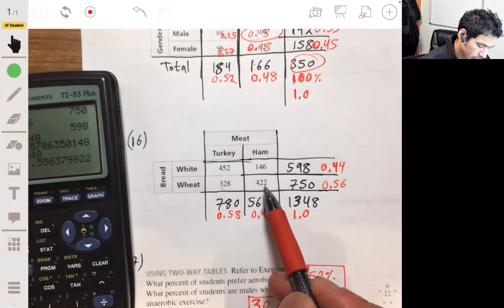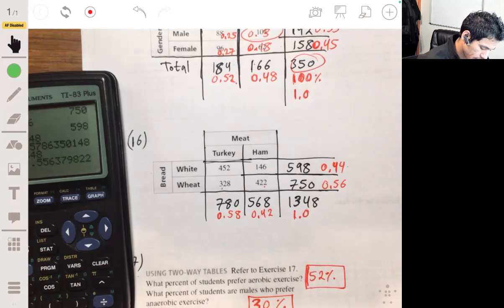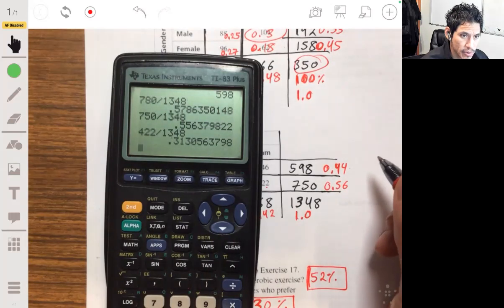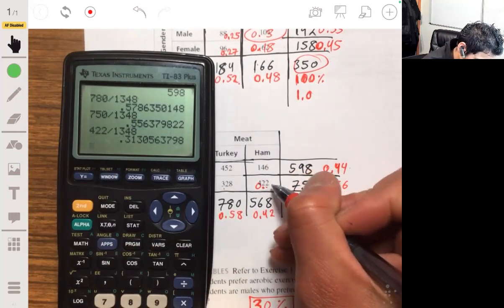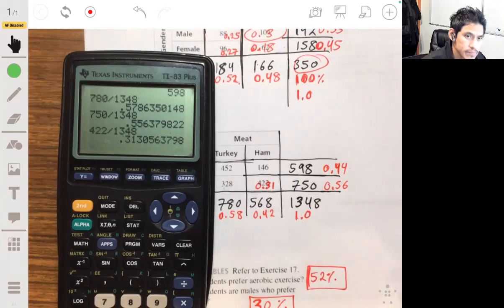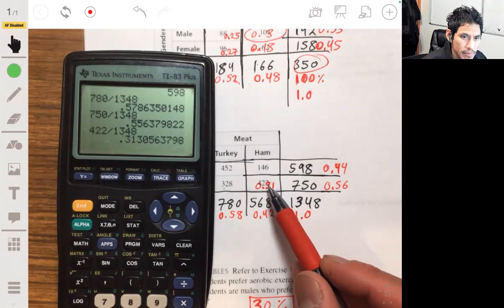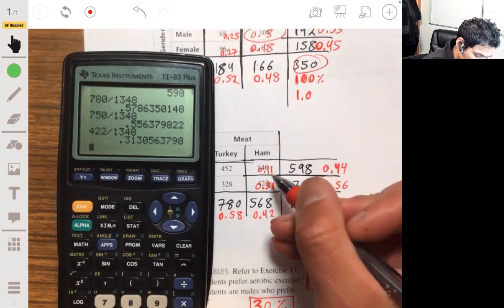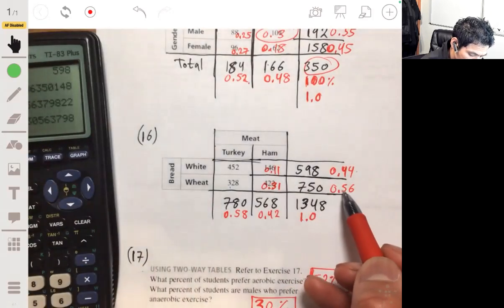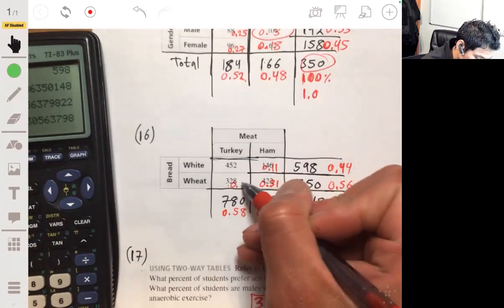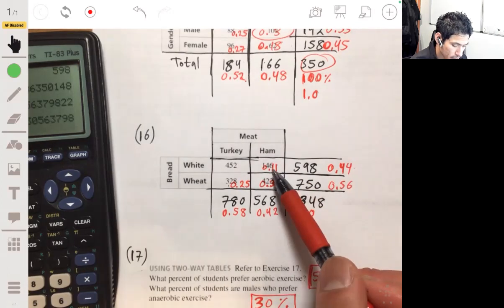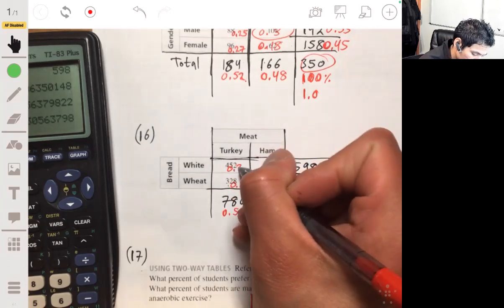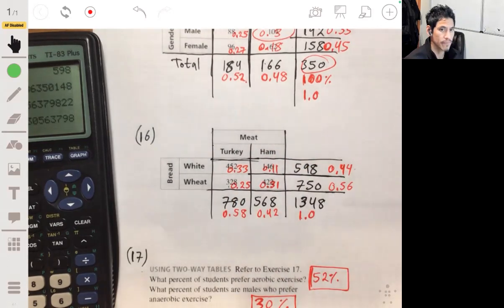Now let's work our way through. 422 over 1348. Let's go with 0.31. And then we can figure out the rest by just adding. 0.31 plus 0.11 is here. 0.31 plus 0.25, so this would be 0.25. However way you want to look at it, 0.33 plus 0.11 is 0.44.